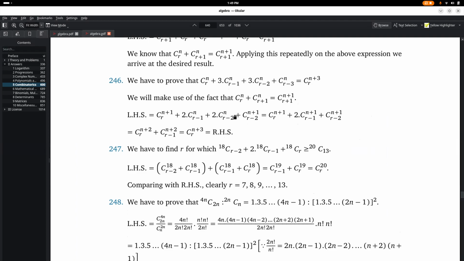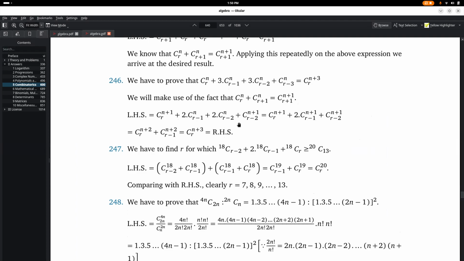So we add this with this, and then plus (n+1)C(r-2) is here. Sorry, let me explain this a bit better. So this comes as it is. Then we have 2 (n+1)C(r-1). So we add these two, so that we get 2 into (n+1)C(r-1).